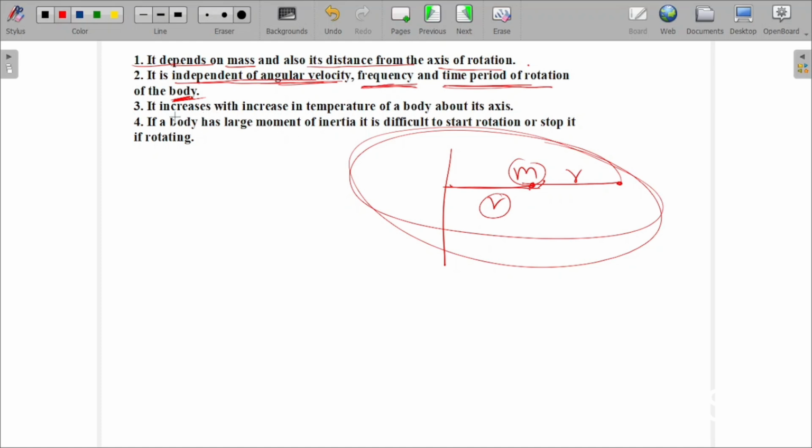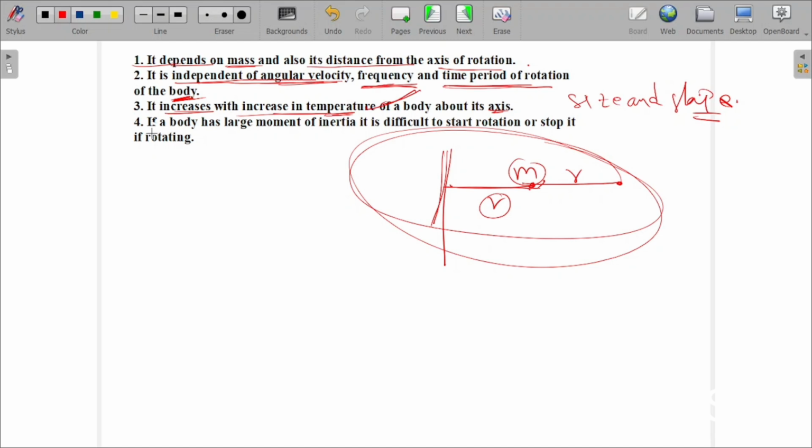Then what does it depend on? It depends on temperature also. Mass as well as temperature, as well as size and shape of the body, and its axis. It increases with an increase in temperature. If the temperature of the body increases, then the moment of inertia about its axis also increases.